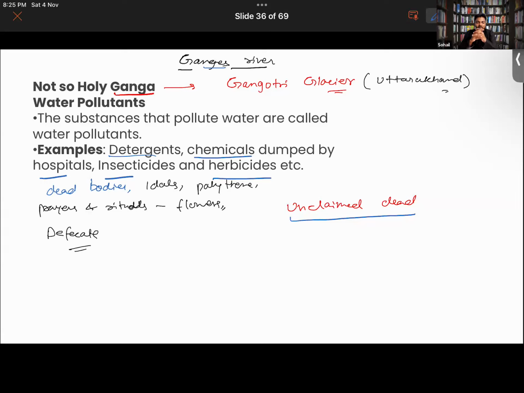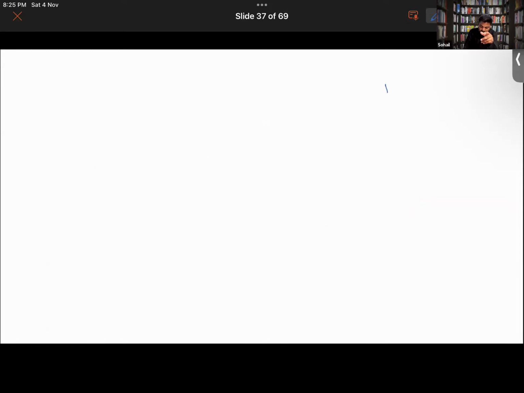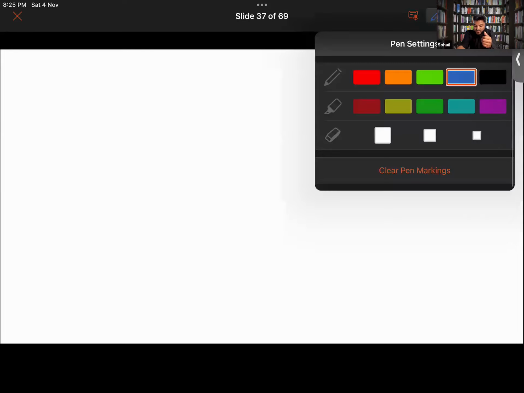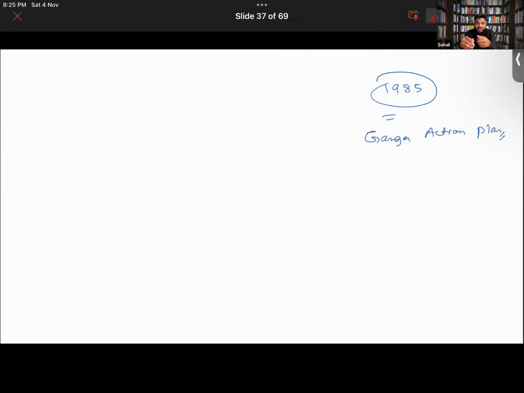Now, in India, in the year 1985, a plan was launched in order to clean the Ganga. We called it the Ganga Action Plan. So what was the aim of this Ganga Action Plan? This question will be asked in the exam. The aim of the Ganga Action Plan was to reduce the pollution level in the water of river Ganga, right?